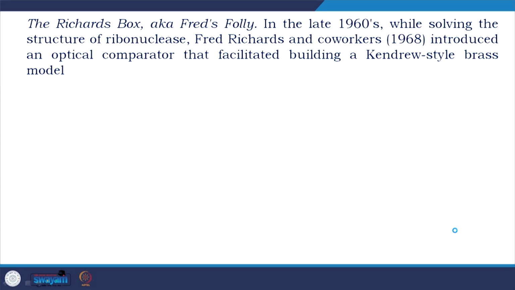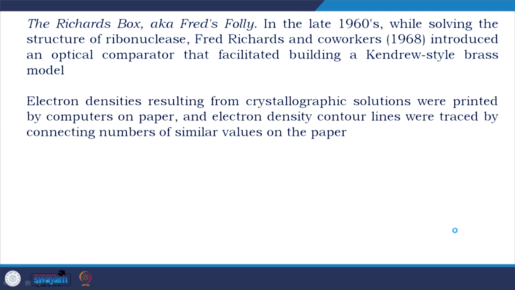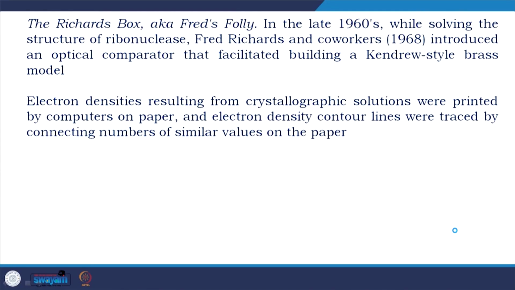The Richards box, aka Fred's folly. In the late 1960s, while solving the structure of ribonuclease, Fred Richards and co-workers introduced an optical comparator that facilitated building a Kendrew style brass model. Electron densities resulting from crystallographic solutions were printed by computer on paper. This is the first time the computer is actually involved, and from there the idea of computer graphics developed. And electron density contour lines were traced by connecting numbers of similar values on the paper.